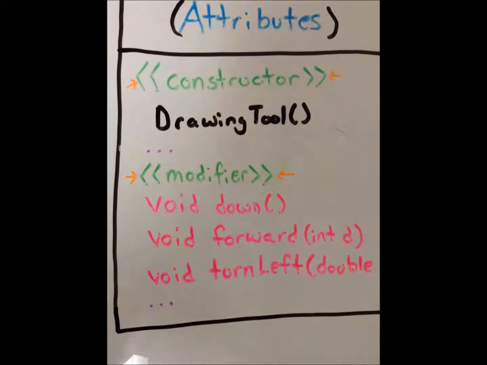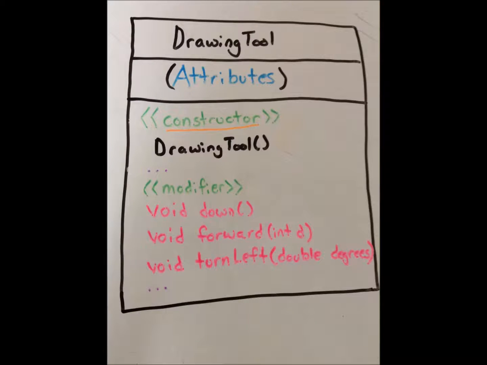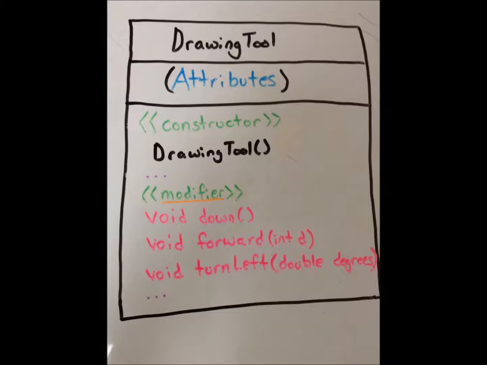UML diagrams frequently include labels within double less-than and double greater-than symbols to categorize the class methods. The DrawingTool method is categorized as a constructor method, while down, forward, and turn left are modifier methods. The distinction between constructor and modifier categories will be discussed in a later video.